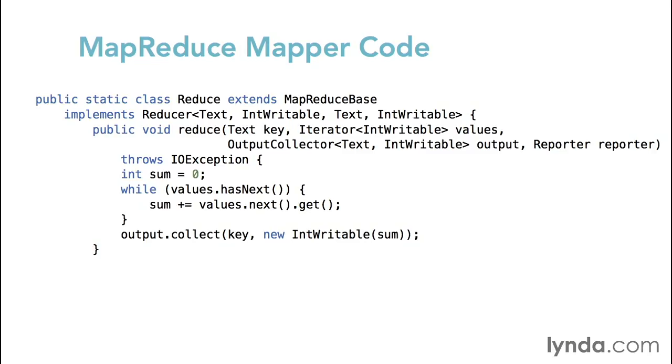It creates a variable called sum with an initial value of 0. And then we have a while loop. So we look at the values and we run the hasNext method. Then we take the sum value and we plus-equal, which is sum plus the values.next().get(), and add it to the sum. Then we pass to the output collector: output.collect, the key, new IntWritable(sum). So what that means in English is we're aggregating, or counting up, the number of words of each type.